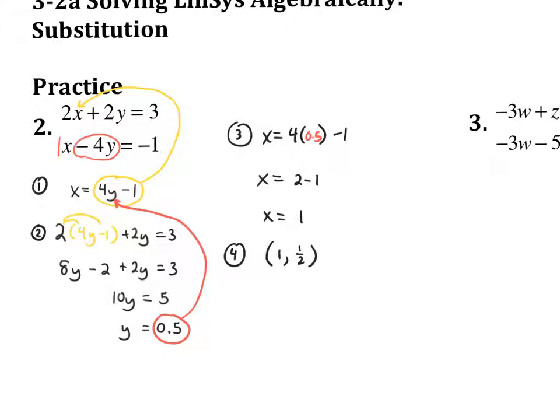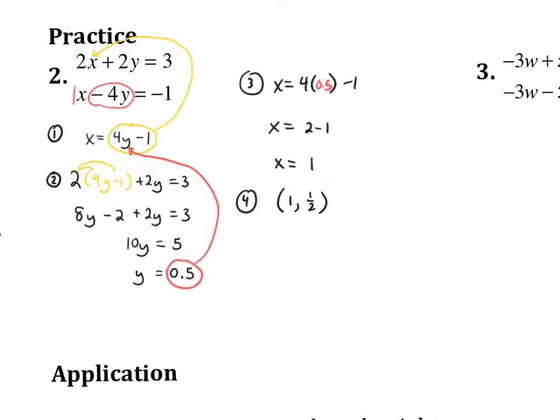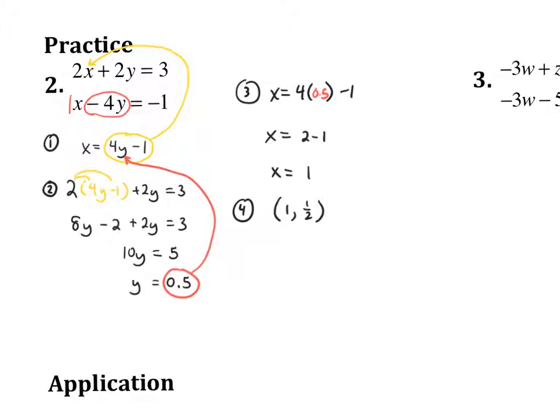If you want to write it as a decimal, that's fine too. I'm claiming that's my solution, so step 4 is for me just to check. And remember, when we check, we have to check both equations to make sure it works. So, plugging things in, 2 times 1 plus 2 times 1/2 equals 3. And the other one is 1 minus 4 times 1/2 equals -1.